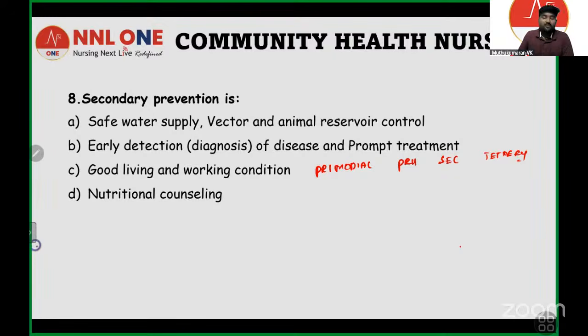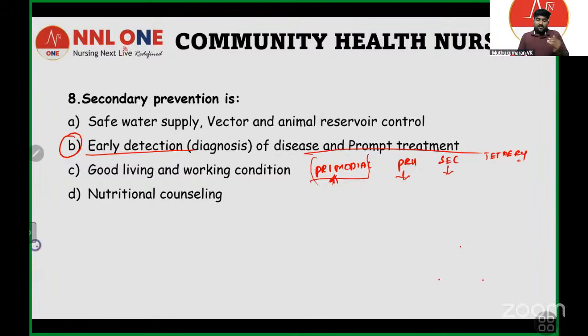Here easily you can detect: early detection, diagnosis of the disease, and prompt treatment. So that is the answer. So what about the primordial prevention here? What about the primary prevention here? What about the secondary prevention here? When we talk about primordial prevention, I will explain easily. If there is no risk factor, we are going to demolish the risk factor only for a particular group of audience or a general population, then we can name it as primordial prevention.